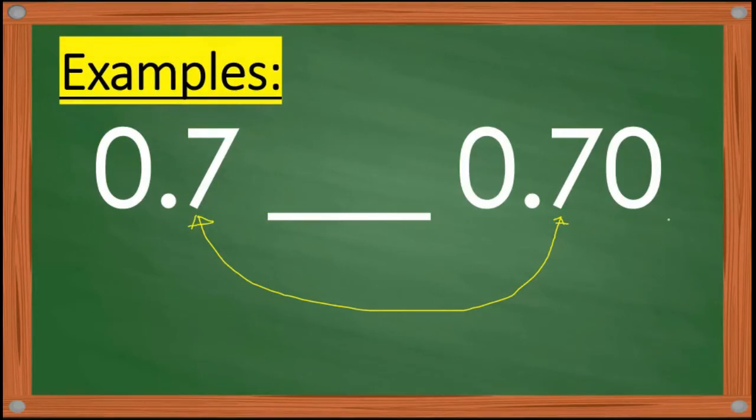Next, anong katapat nito ng 0 dito sa right side? Di ba wala? O sige, tatanungin ko nga kayo. What is the value of 0? Wala po. Okay, they are equal. Nothing. Walang value si 0. Okay. Kaya ang sagot dyan, equal.